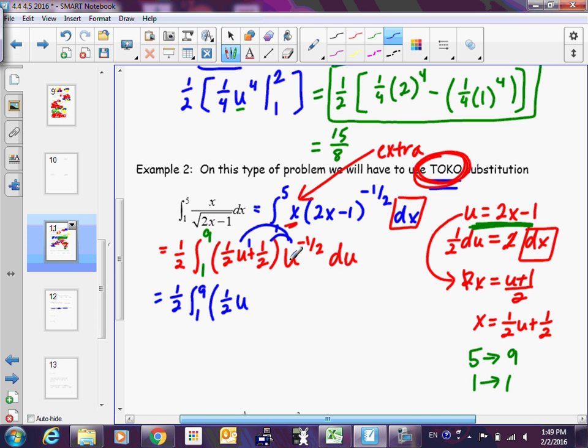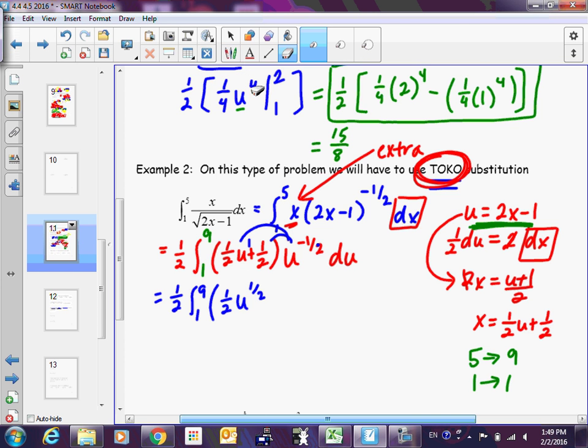We had u to the 1 times u to the negative 1/2, so we added those two powers. I'm not integrating, I'm just using exponent rules. Okay, it's just like when you have x squared times x cubed. That's x to the 5th. You add the two exponents. That's what I'm doing here.